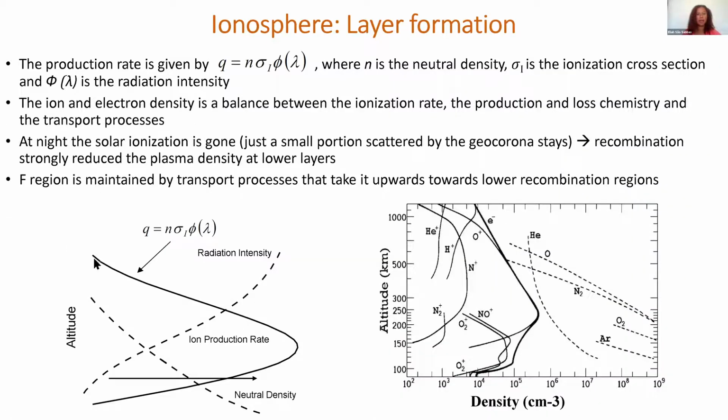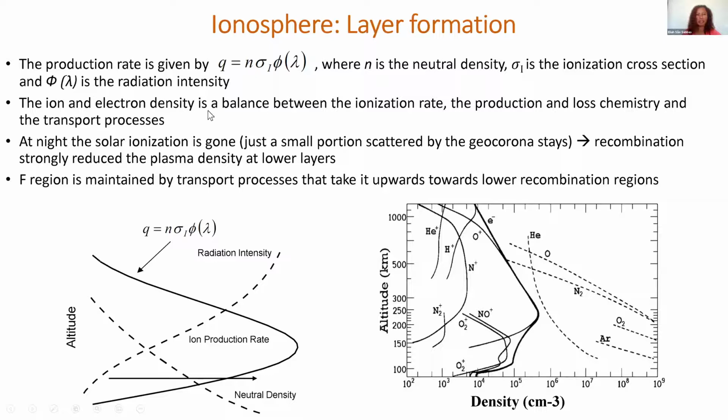And here we have the curve showing the production rate that's given by this equation, where N is the neutral density, sigma I is the ionization cross-section, and phi lambda is the radiation intensity. So we have the radiation intensity here. This is the neutral density. They cross in this point, and this is where we have the maximum production rate.